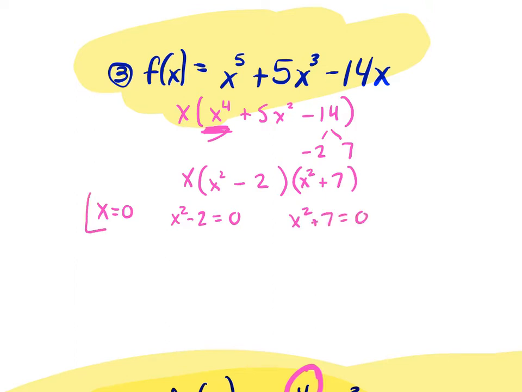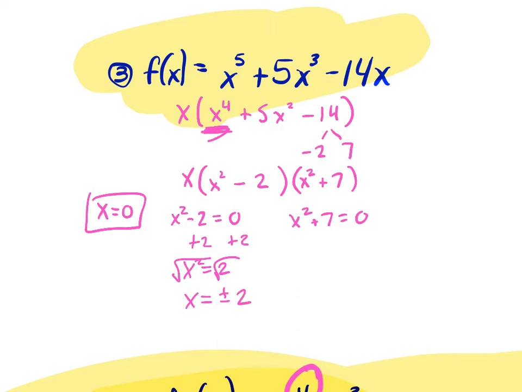And now we can just set each of these equal to 0 and solve. So x is equal to 0 is already solved. We add 2 to both sides here. So x squared is equal to 2. Take the square root. X is equal to what? Just the square root of 2? Plus or minus square root 2. Anytime you take the square root, you have to do plus or minus.